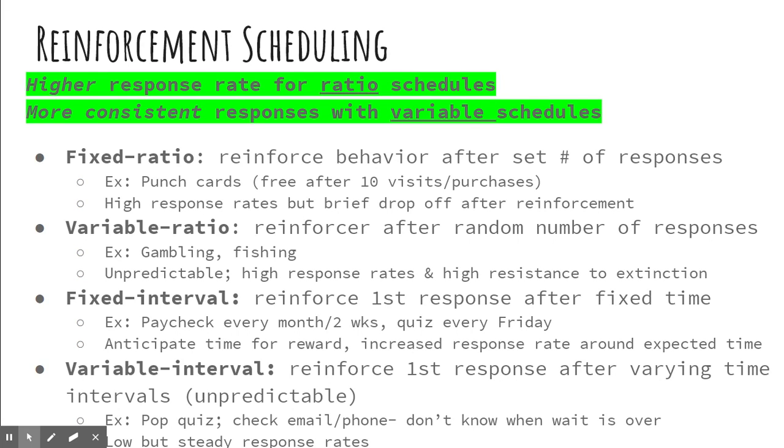Okay. Second one is variable ratio. And this one is very potent. It's a reinforcer after a random number of responses. So it's variable. It's random when you get that, but you are going to get it. But it's going to be based on how many times you do something, right? So the most famous example of variable ratio reinforcement is gambling. This is one of the ways it's so potent, is that it's on this variable ratio form of reinforcement.